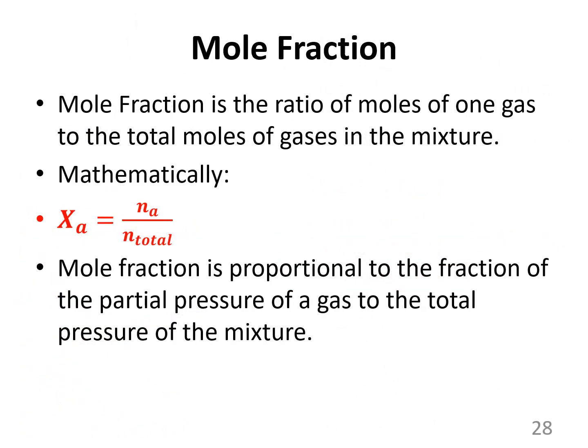Mole fraction is the ratio of moles of one gas to the total moles of gases in a mixture. It has the variable capital X, and it is a unitless quantity. To calculate it, you would take moles of the one substance divided by the total moles of everything in the mixture. And this mole fraction is proportional to the partial pressure of gas in the mixture divided by the total pressure of the mixture. And so we can calculate it either from the mole ratio or from the pressure ratio.